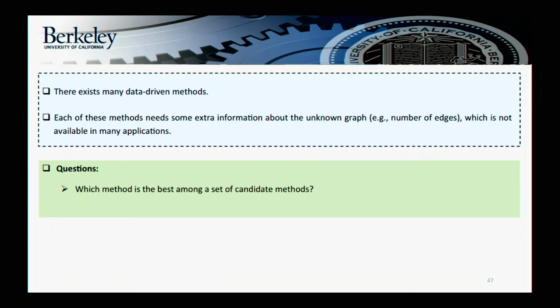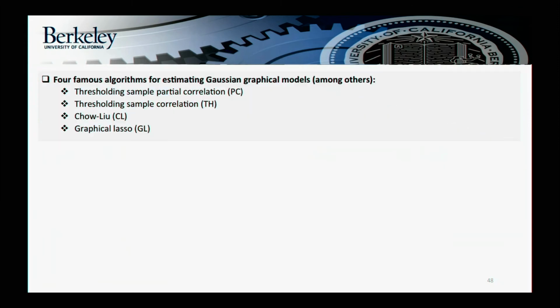The question is, among the different candidate methods that we have, what is the best method to use? And also, we want to see how to run each algorithm if the extra information about the graph that we want to find is not available. So the second part of the talk is about answering these two questions. But before I talk about the framework that we developed, I'd like to briefly introduce two other methods.